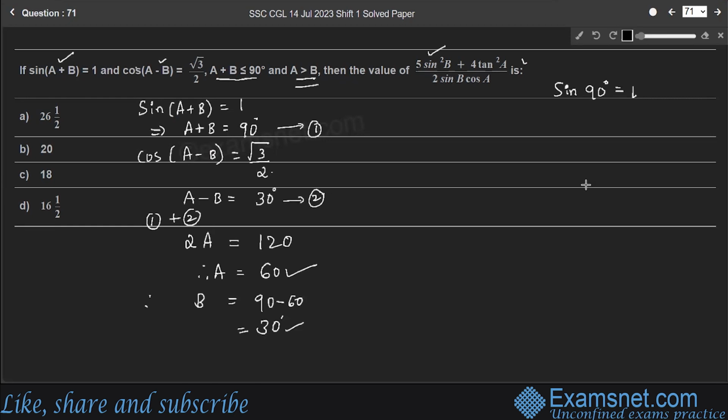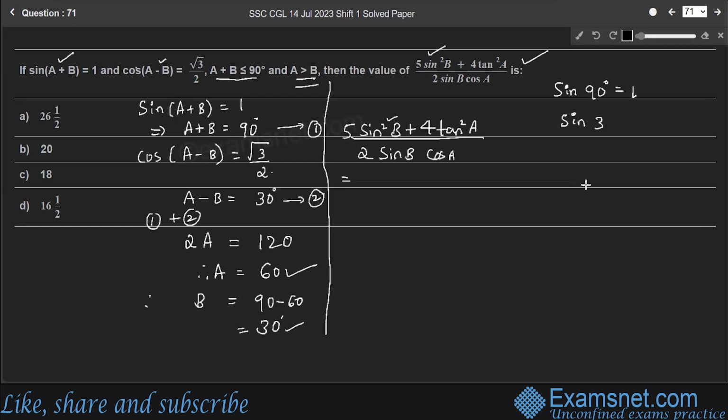Now consider the expression: 5 sine square B plus 4 tan square A, whole divided by 2 sine B cos A. Here sine square B. B is 30 degrees, so we'll consider sine B, which is sine 30 degrees. Sine of 30 degrees is always 1 by 2. So we can write sine square B as 1 by 2 the whole square, because sine B is 1 by 2, plus 4 tan square A.